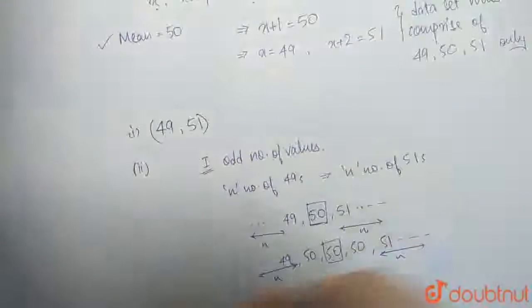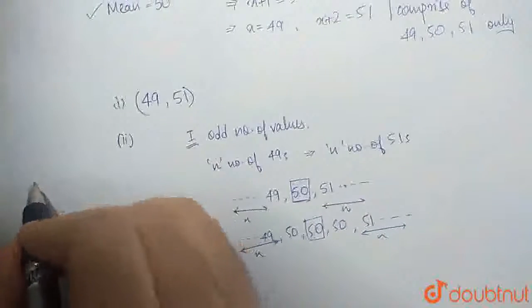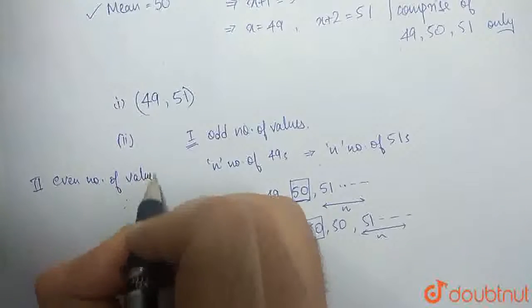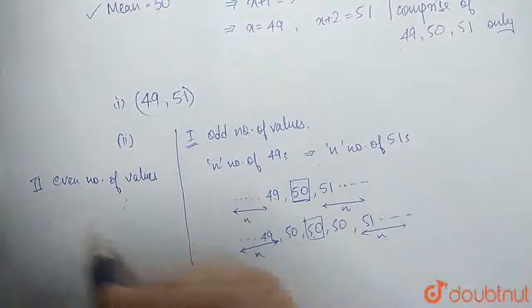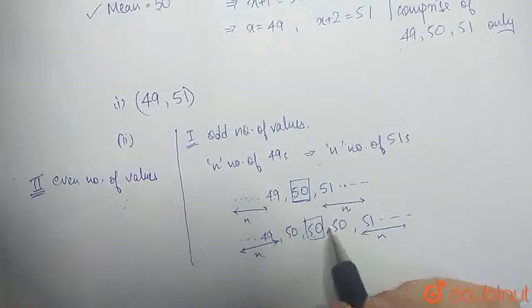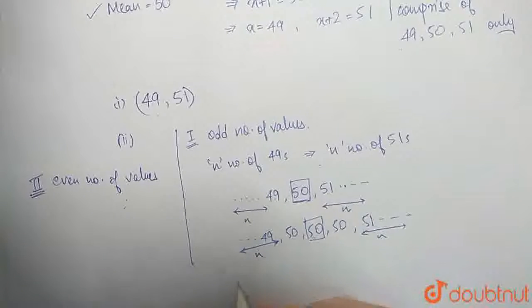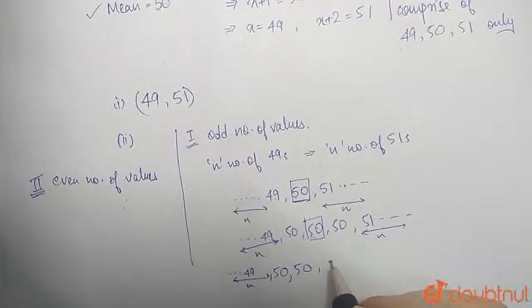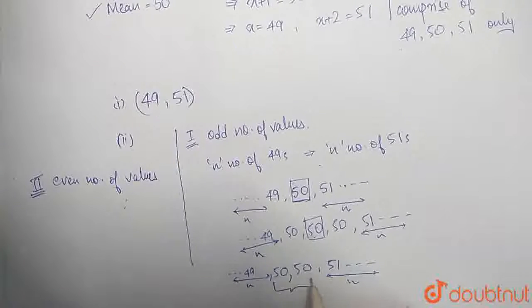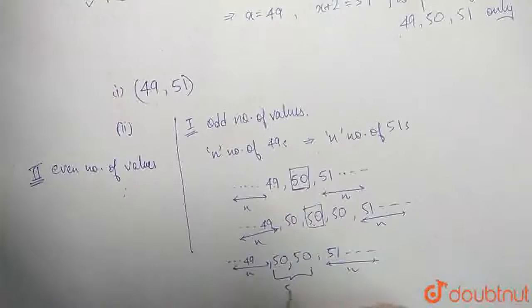The second case would be an even number of values. For there to be an even number of values, either there are an even number of 50s, which means we would then take an average. N numbers of 49, then 50, 50, just two 50s, just for example, then n number of 51. Now we'll take an average of these two centermost values, which will again come out to be 50. No problem there. So again this statement is true.